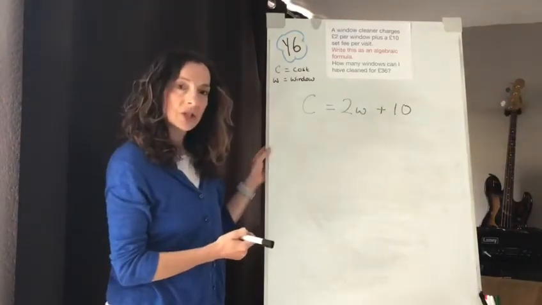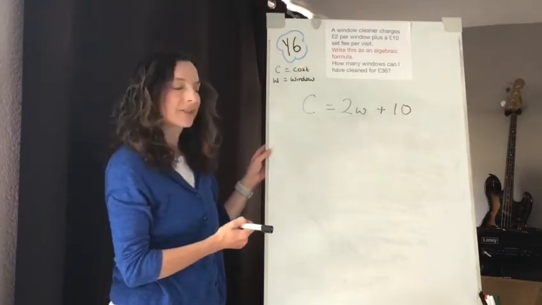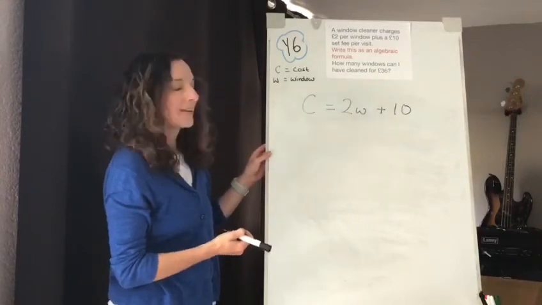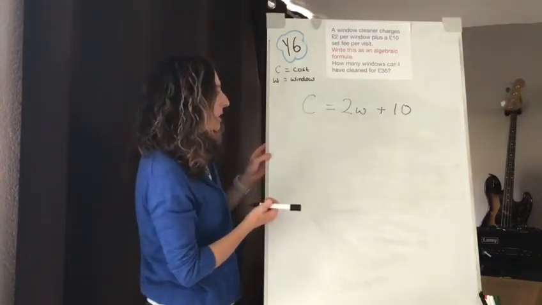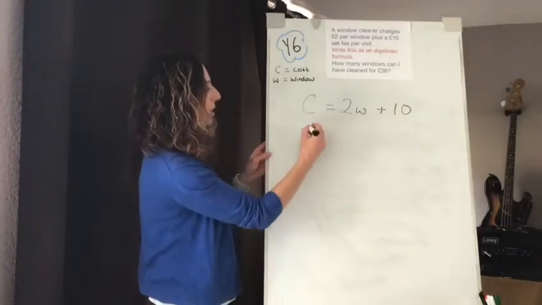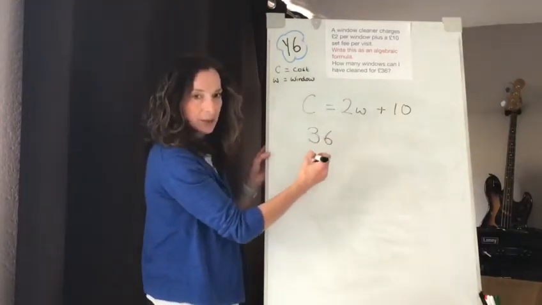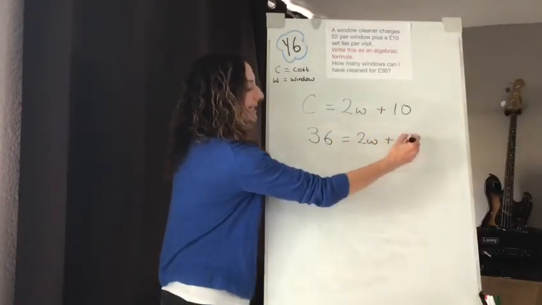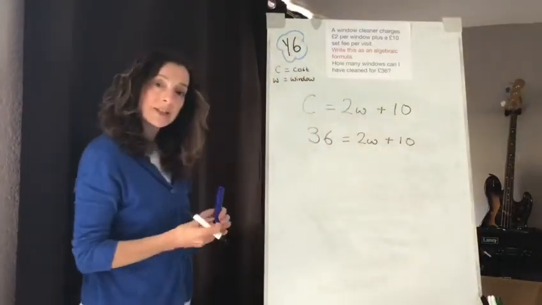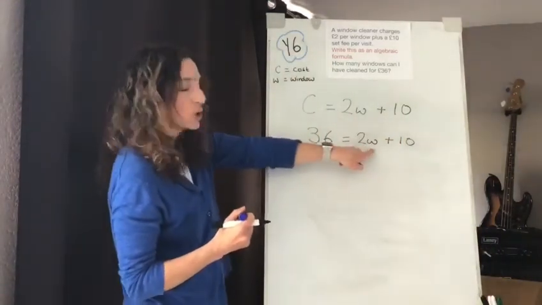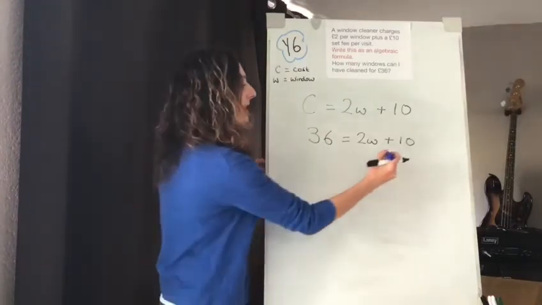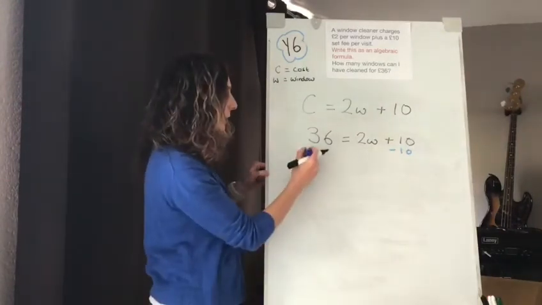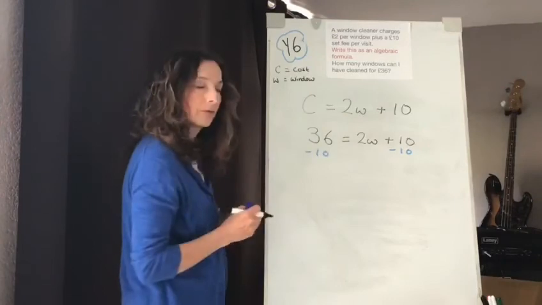And the second part of the question asks, how many windows can I have cleaned for £36? So what we're going to do is substitute that value into our equation, into our formula. So our total cost is £36. So 36 equals 2W plus 10. So remembering what we did in the last question, we want to isolate the 2W on its own. So we need to subtract 10 from that side. And because it's a balanced equation, we also need to subtract 10 from this side.